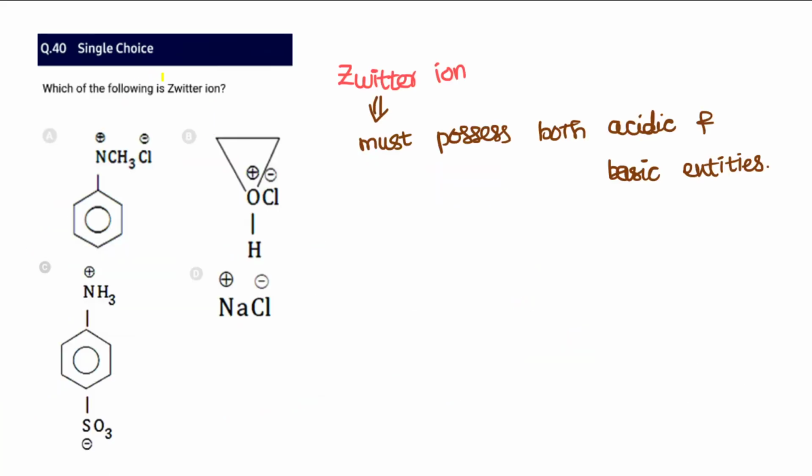Question number 40, which of the following is a zwitterion? A zwitterion must possess both acidic and basic entities in it, and the acidic and basic entities are both present in this particular one, NH3+ SO3-.